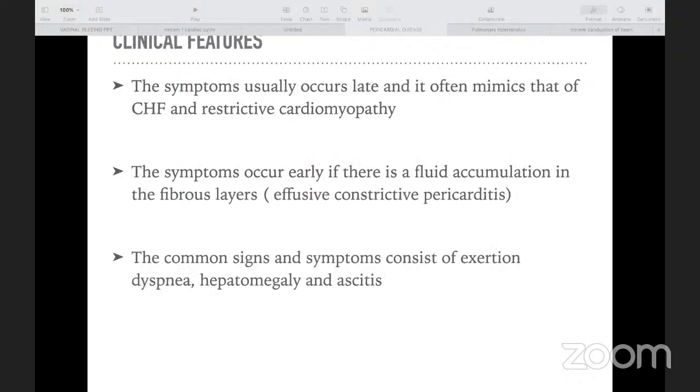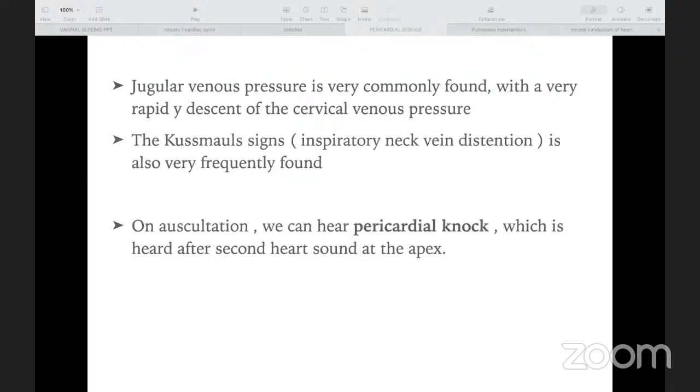The clinical features usually occur late and often mimic those of chronic heart failure and restrictive cardiomyopathy. The symptoms occur early if there is fluid accumulation in the fibrous layers, which is known as effusive constrictive pericarditis. The common signs and symptoms consist of exertional dyspnea, hepatomegaly, and ascites. Jugular venous pressure is very commonly raised, with a very rapid, wide descent of the venous pressure. The Kussmaul sign, neck vein distension on inspiration, is also very frequently found. And on auscultation, we can hear a pericardial knock, which is heard after the second heart sound at the apex.